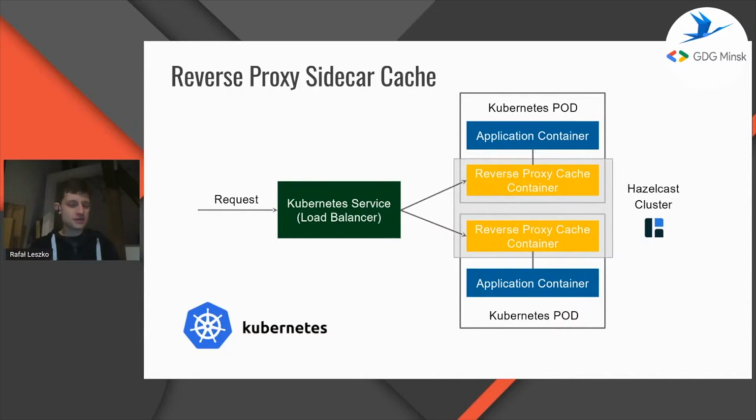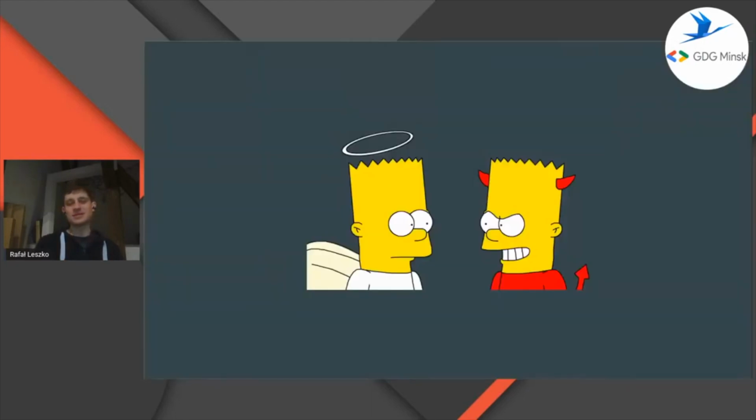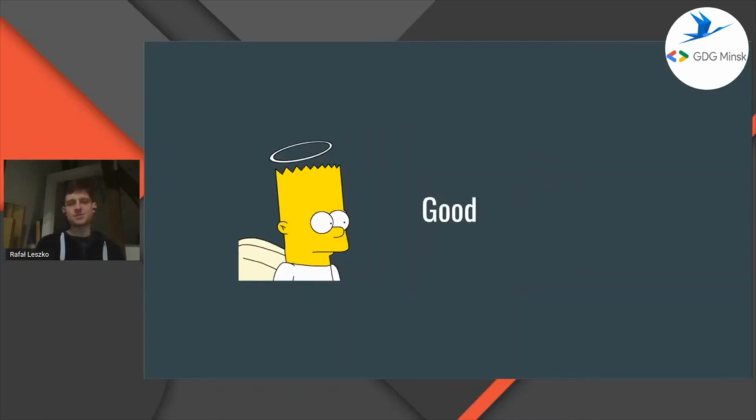So with all this, if we look at this diagram about reverse proxy caching and the application not being aware of the cache, this approach has some good and bad sides. Let's comment on this a little bit and start from the good sides. What is good about it? Why would we like the application not to be aware of the caching?